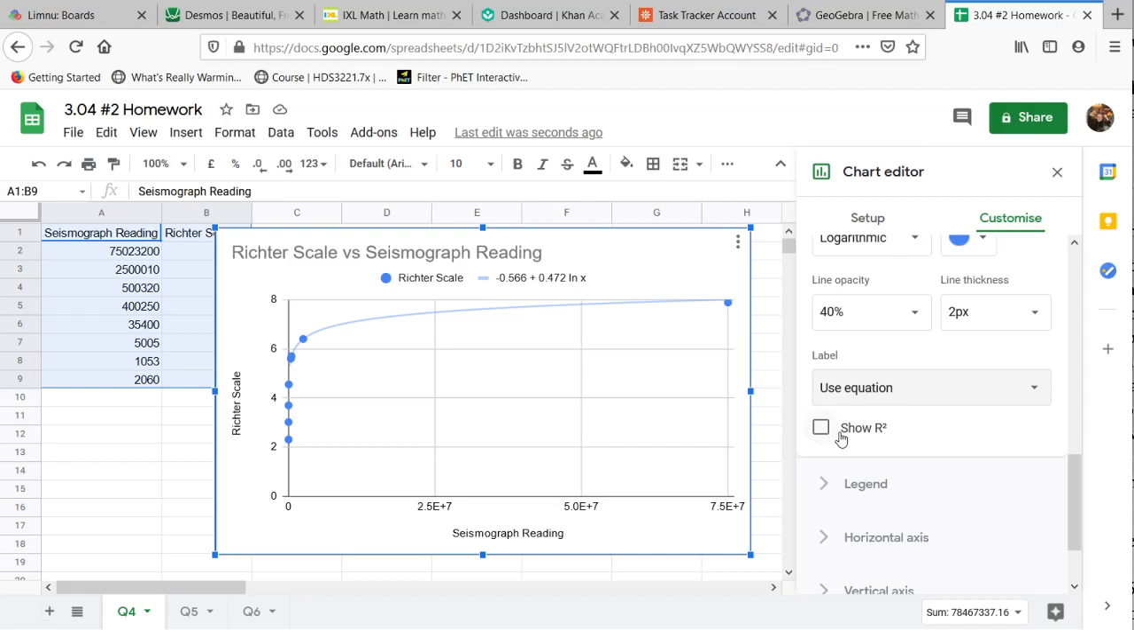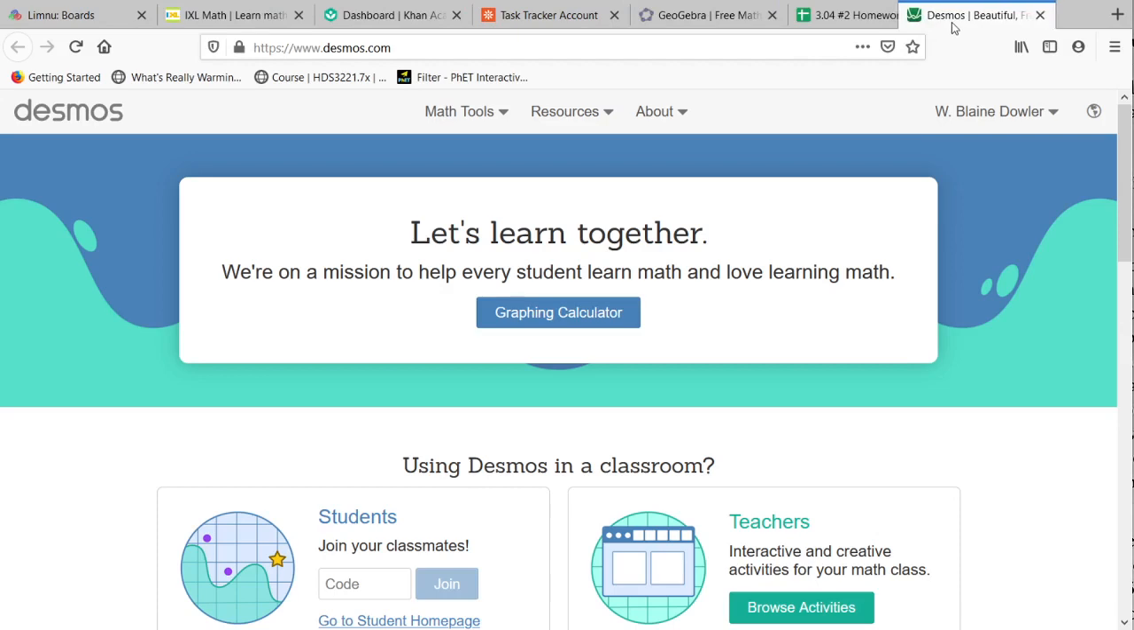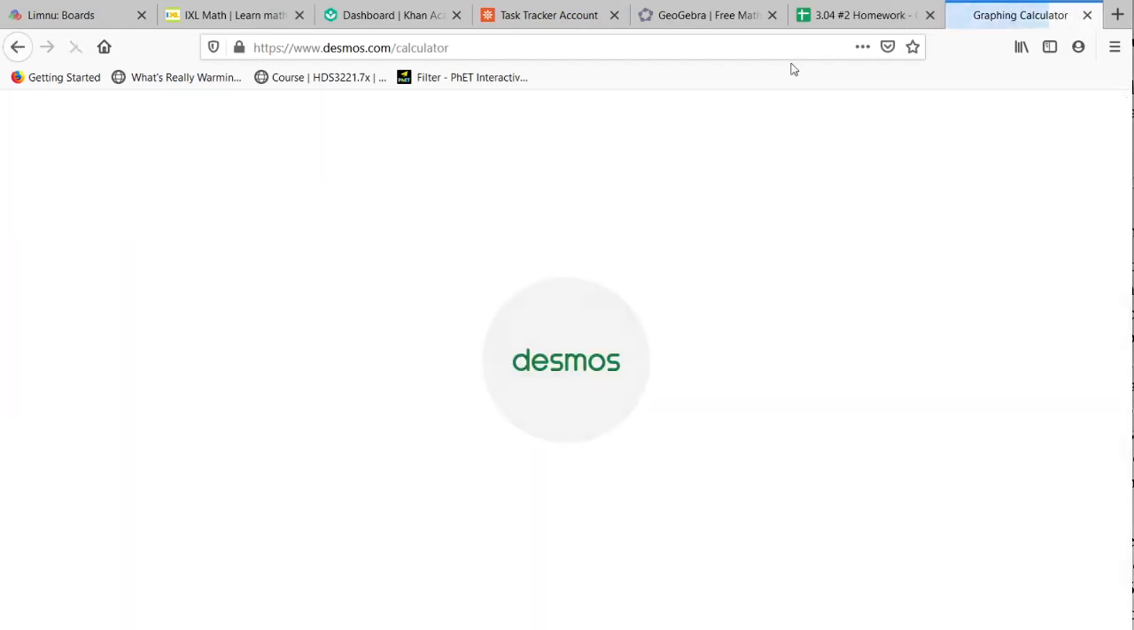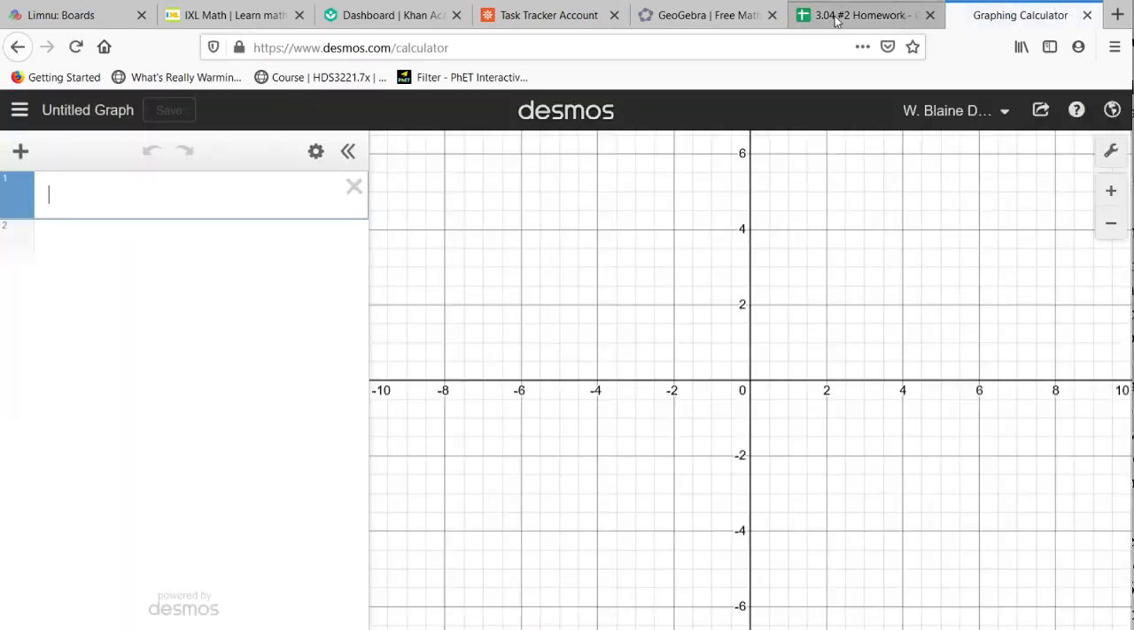Part C was determine the equation that models the data. So we have all of that. And then finally D: how many more times intense is a magnitude of 5.7 than a magnitude of 4.5? So that is our intensity. We're saying when y is 5.7 versus when y is 4.5. So you have to take this graph and find that plot. For that, it's actually going to be easier to use Desmos.